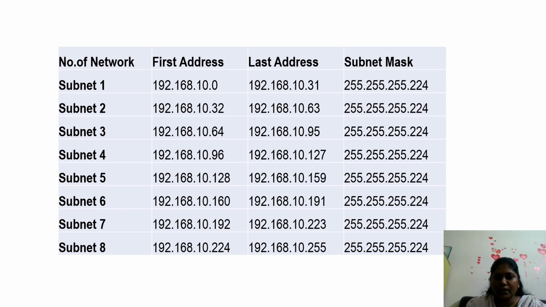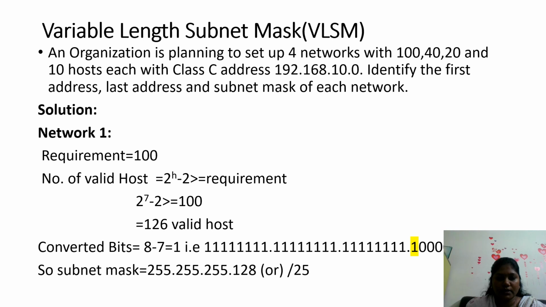So in FLSM, the range of each and every subnet is going to be fixed. Now here in network 1, the requirement is 100. So it is 2 power h minus 2 greater than or equal to the requirement. So it is 2 power 7 minus 2 greater than or equal to 100. So totally we are going to have 126 valid hosts. The converted bits are 8 minus 7, which is equal to 1. So the last octet is going to borrow only one bit from your host octet. So the subnet mask is going to be 255.255.255.128 or /25, the number of ones in your subnet mask.